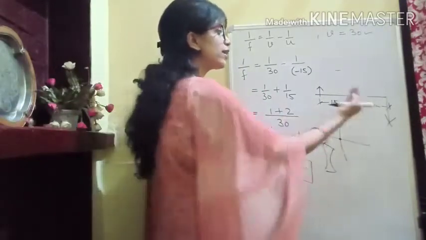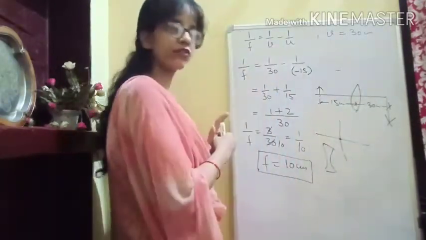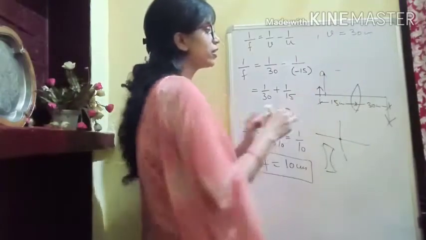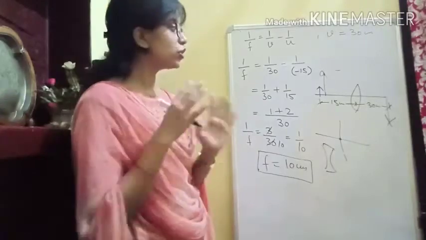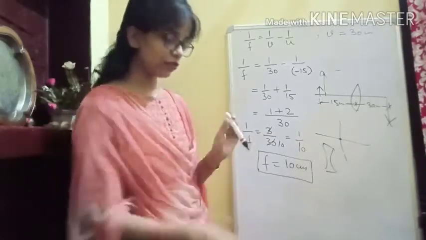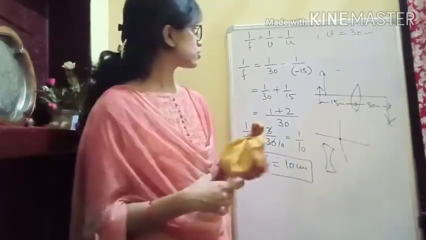If it is virtual, that means it will be formed in front of the lens, that means this side. And if the image is formed on the left hand side, it will always be taken as negative. You need to keep this in your mind. Okay, now let's see the next question.